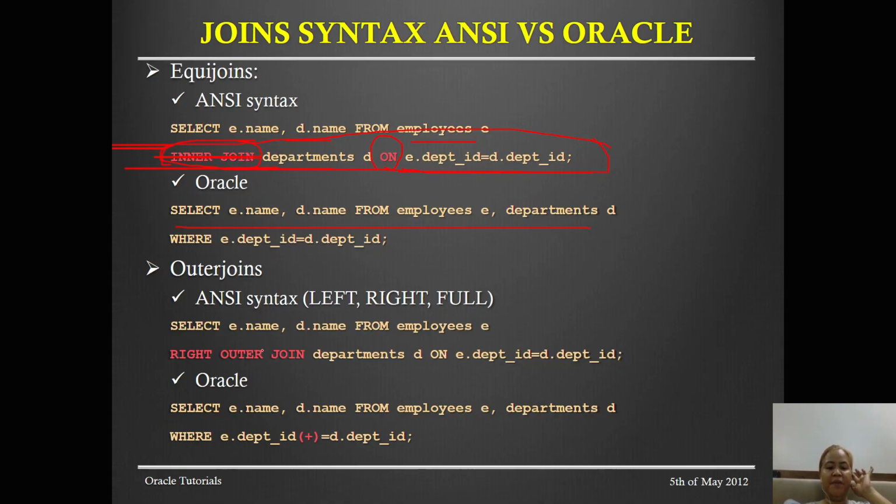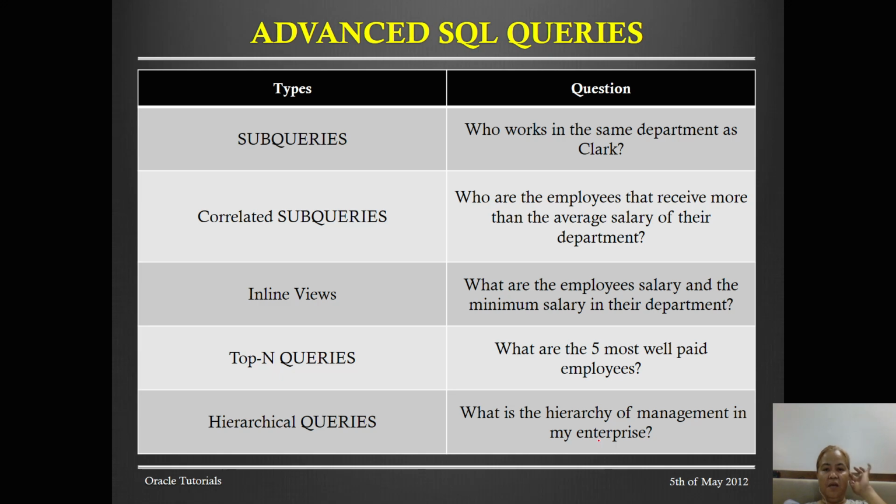Wala namang pagkakaiba. The outer join, ayan, right outer join, and then pinakita sa department yung department nung isa. Sa Oracle, ganito na siya. So, I want you to take note of this para magamit natin dun sa mga susunod na hands-on. Advanced SQL queries: subqueries, correlated queries, inline view queries, top-N queries, and hierarchical queries. So, sa subqueries, who works in the same department. Yun yung mga different types of question.